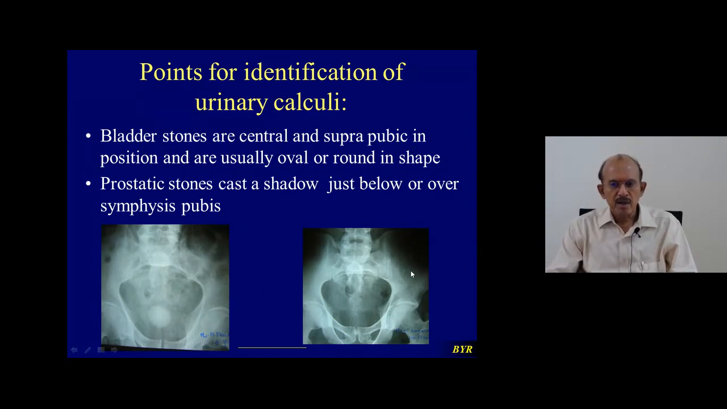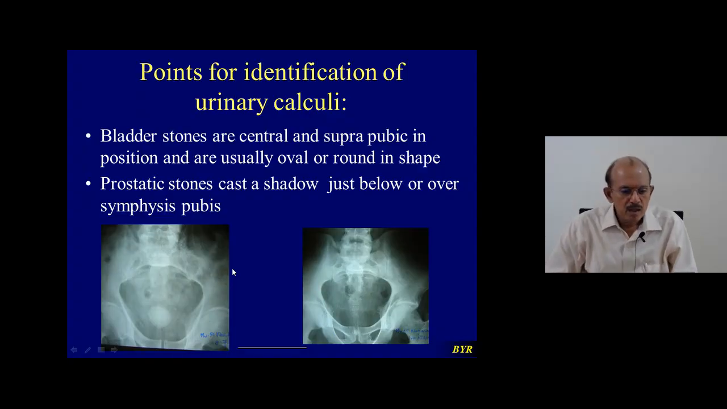You can see here in this X-ray, where is the radiopaque density? Can you make out the radiopaque density in the second film? If you can see it, please tell me, where is it? Yes, very good, Manogya. It is situated over the pubic symphysis region. So that is a prostatic stone.